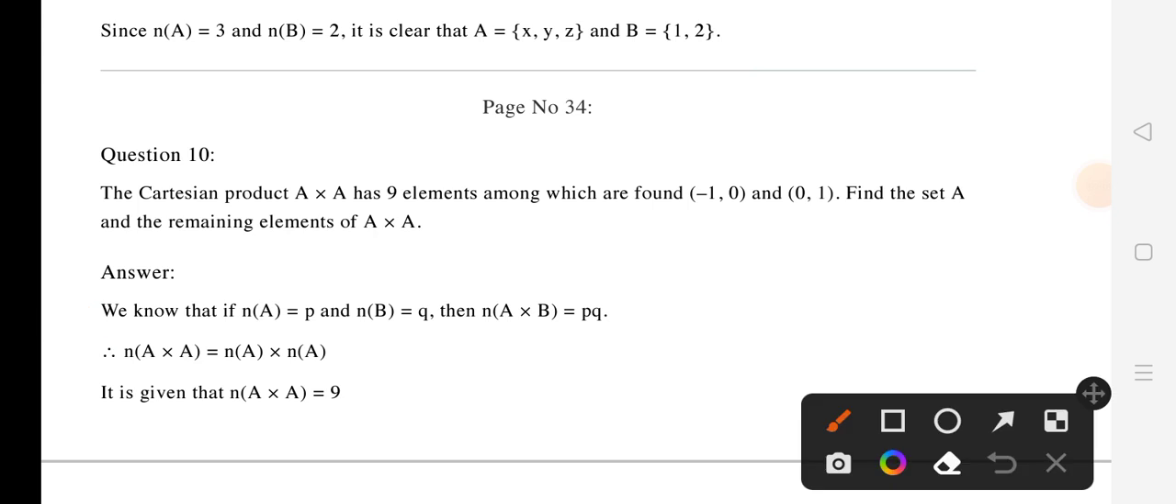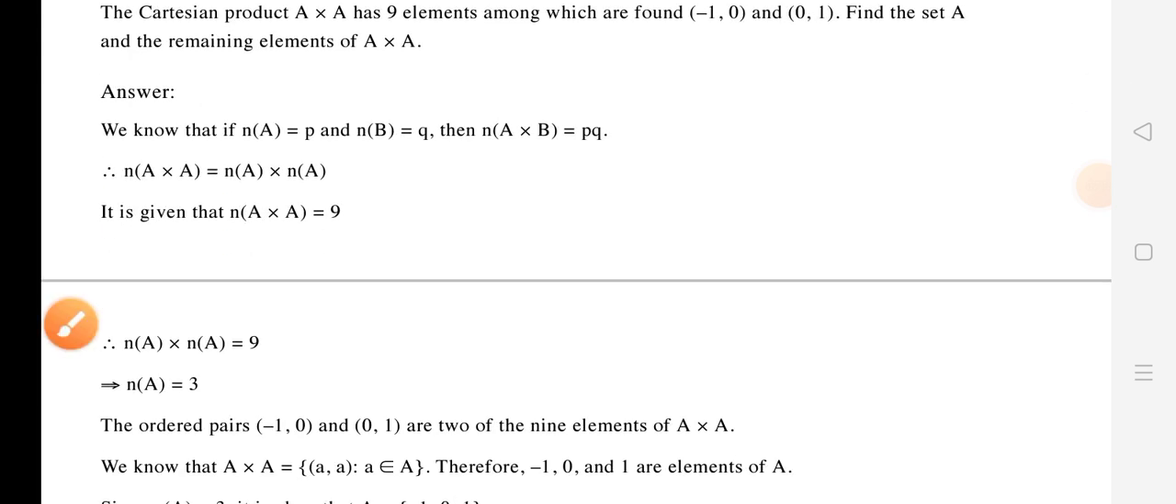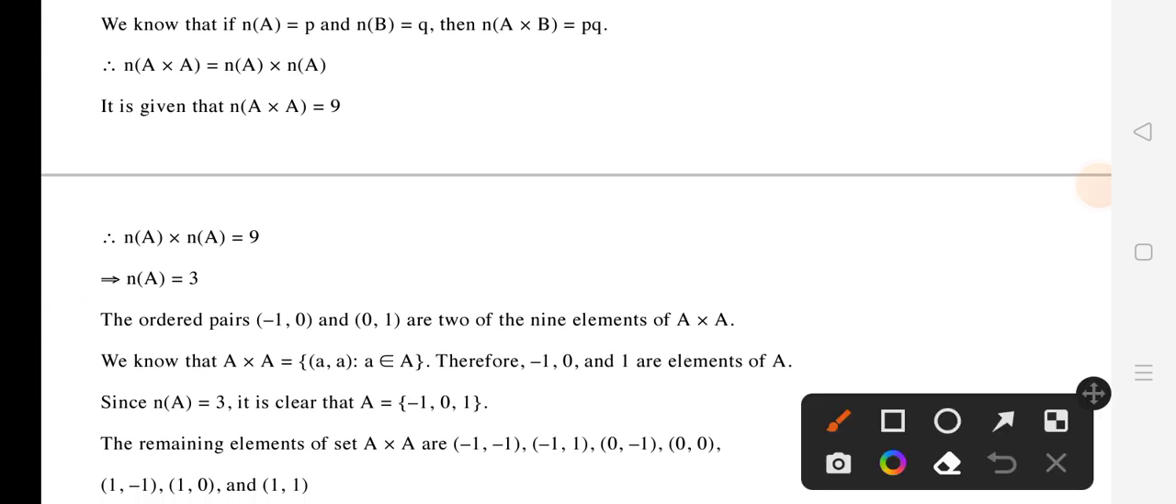Next question is, the Cartesian product A cross A has 9 elements, among which are found (-1, 0) and (0, 1). Find the set A and the remaining elements of A cross A. We know that if the number of elements in A is p and the number of elements in B is q, then the number of elements in A cross B is pq. So the number of elements in A cross A is n(A) into n(A). It is given that the number of elements in A cross A is 9. So n(A) times n(A) is equal to 9, and the number of elements in A is equal to 3.